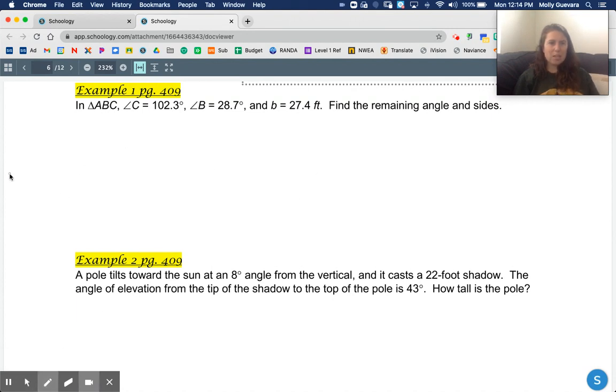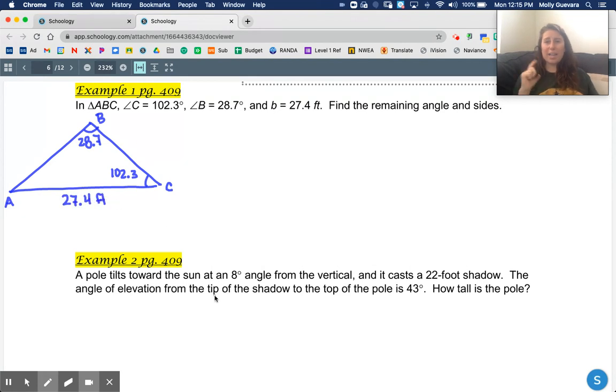So here I have in triangle ABC, angle C is 102.3, angle B is 28.7, and side B is 27.4 feet. Find the remaining angles. So I would just want to solve this triangle. So there's my triangle, A, B, and C. Okay, so C is 102.3, B is 28.7, and side B is 27.4 feet.